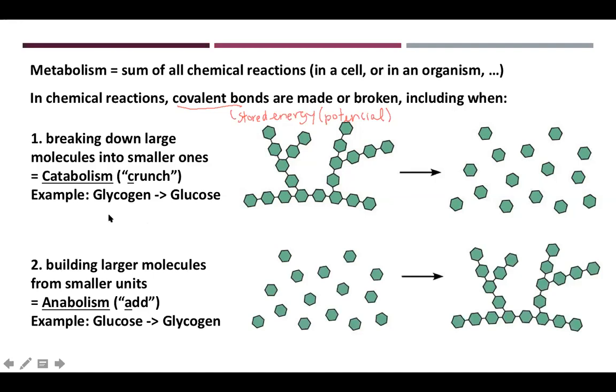The second chemical reaction is known as anabolism. You can think of it as A for add. This is when you're taking small parts and building a larger molecule. So this time we're going the opposite direction. We have glucose and we create glycogen. Now here, to make something or to build something, it requires energy. Just like if you were to build something, you're putting energy into that.